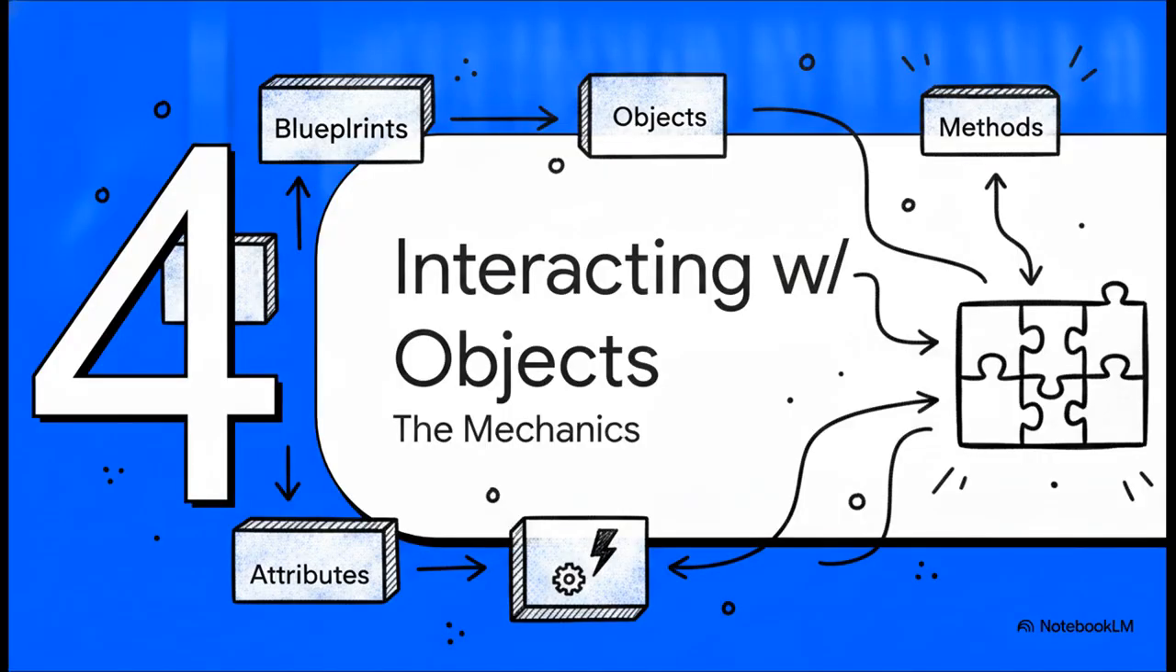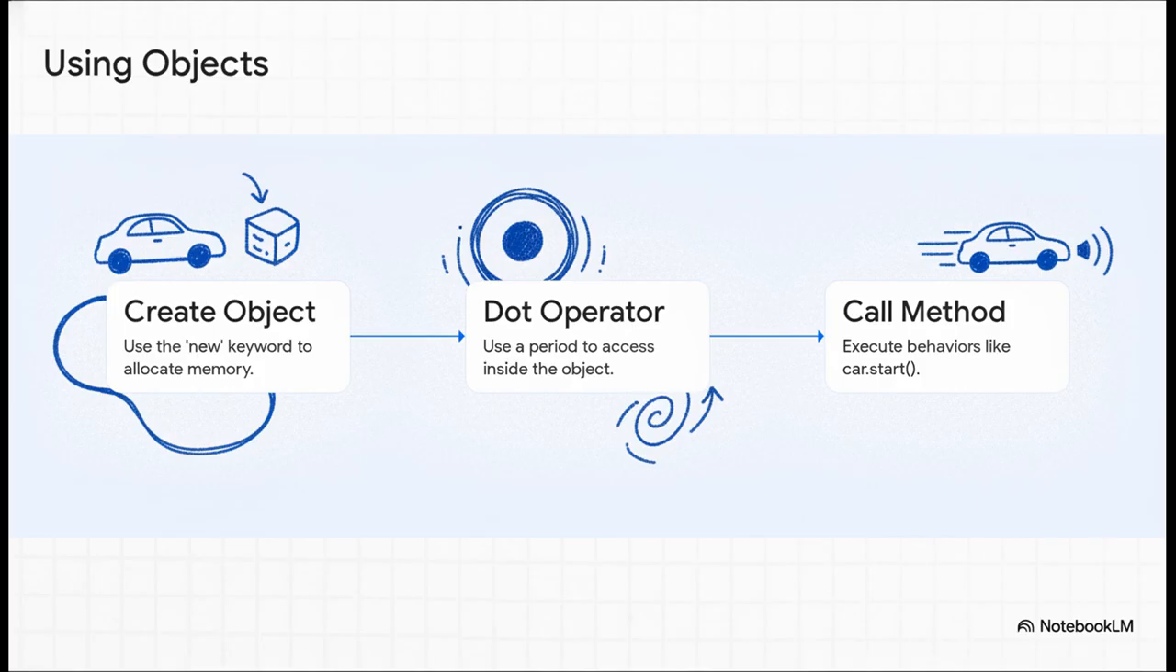Section 4. Interacting with objects, the mechanics. Let's move on and see how this builds in practice. Now that we understand the theory of blueprints, attributes, and methods, how do we actually pull this off in Java? Let's walk through the exact 3 steps required.